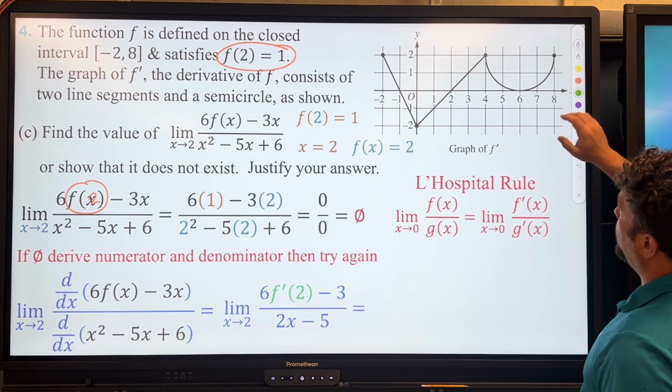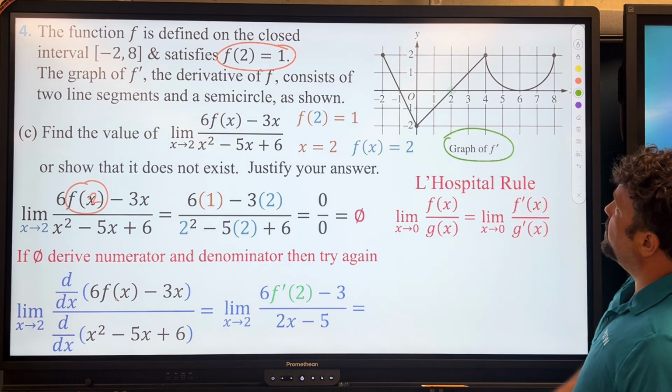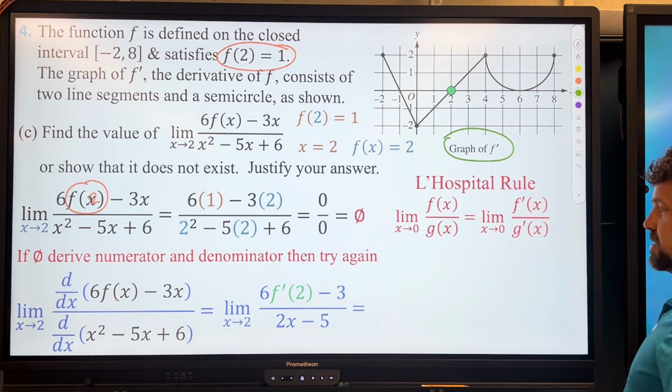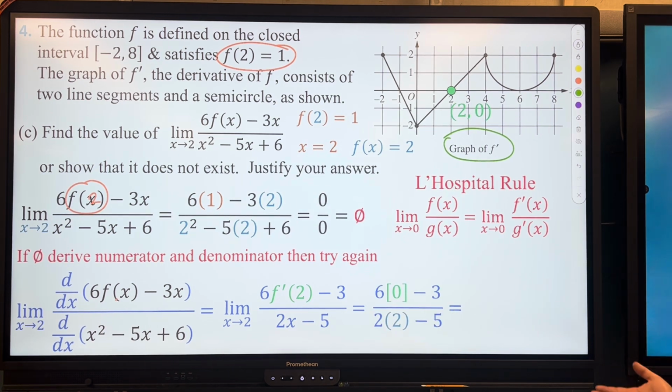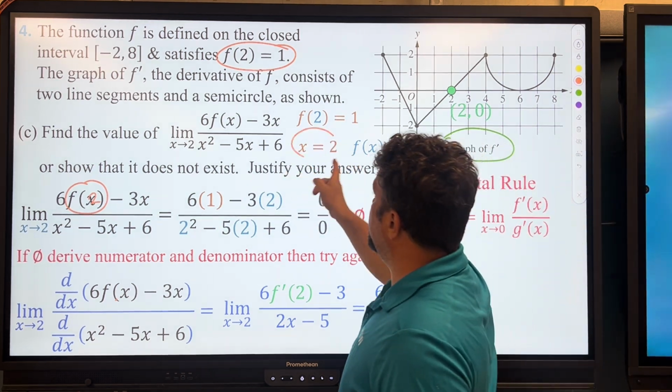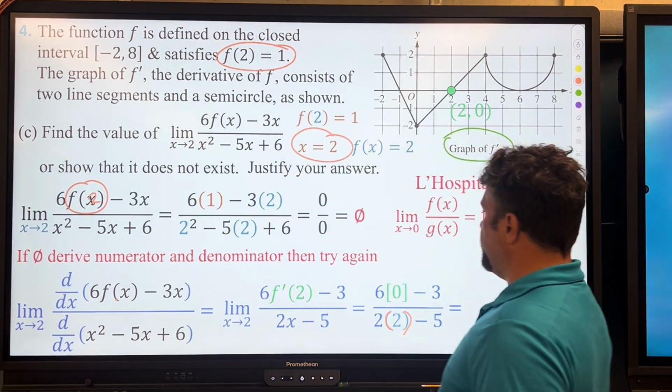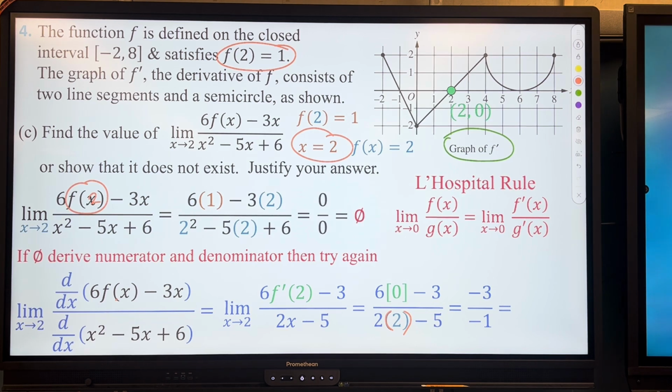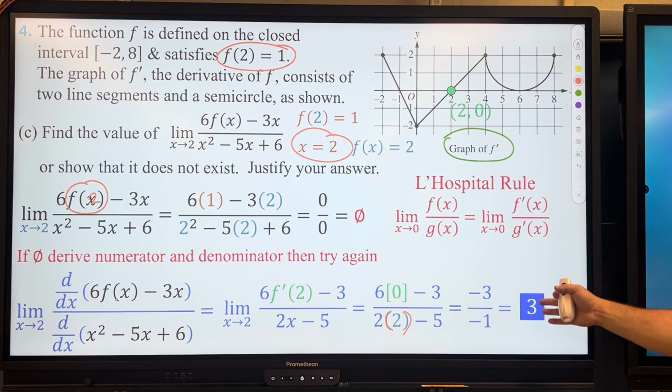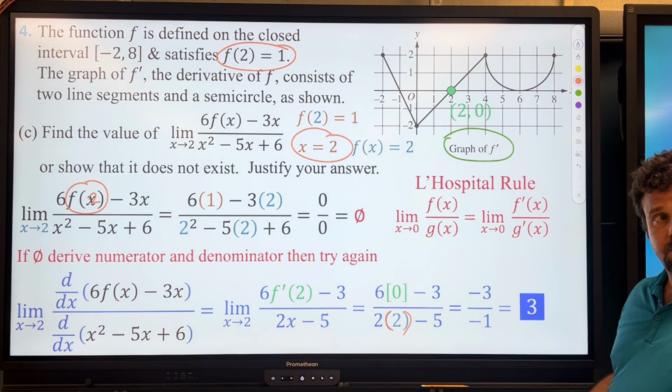How do we find f prime of 2? Well, we have our f prime graph. F prime of 2 equals 0. So to do this problem, very simple. 6 times 0 minus 3, and x here still equals 2. That's where that comes from. Negative 3 over 4 minus 5, negative 3 over negative 1 equals 3. Right? And that's your answer. So the limit at this point is 3. Pretty simple.